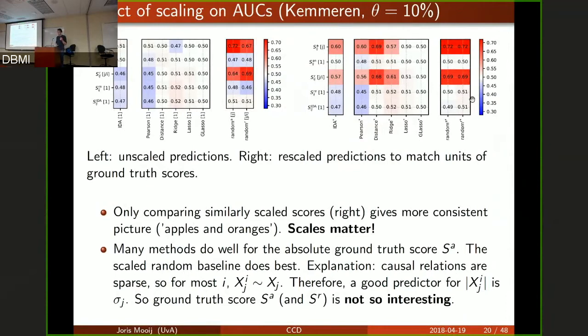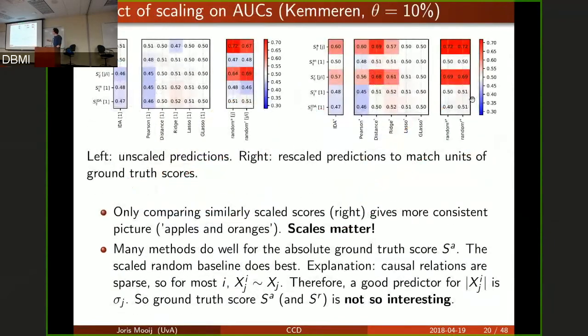The causal relations are sparse, so for most of the gene knockouts that you do, there won't be an effect on xj. Basically, when you try to predict the value of xj under knockout of I, it's similarly distributed for most I as the observational value xj. Therefore, a good predictor for this absolute value is just sigma j. So maybe, after all, these unnormalized ground truth scores are not so interesting because they are not really what we are after here.